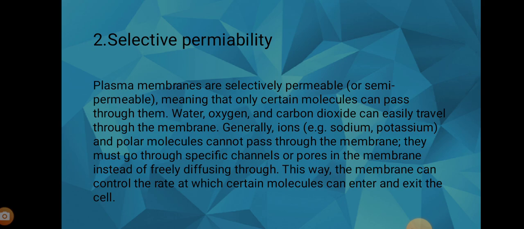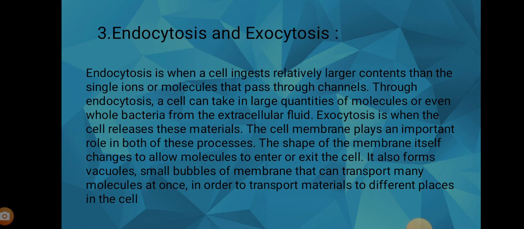Selective permeability. Plasma membranes are selectively permeable or semi-permeable, meaning that only certain molecules can pass through them. Water, oxygen, and carbon dioxide can essentially travel through the membrane. Generally, ions and polar molecules cannot pass through the membrane. They must go through specific channels or pores in the membrane instead of freely diffusing through. This way, the membranes can control the rate at which certain molecules can enter and exit the cell.